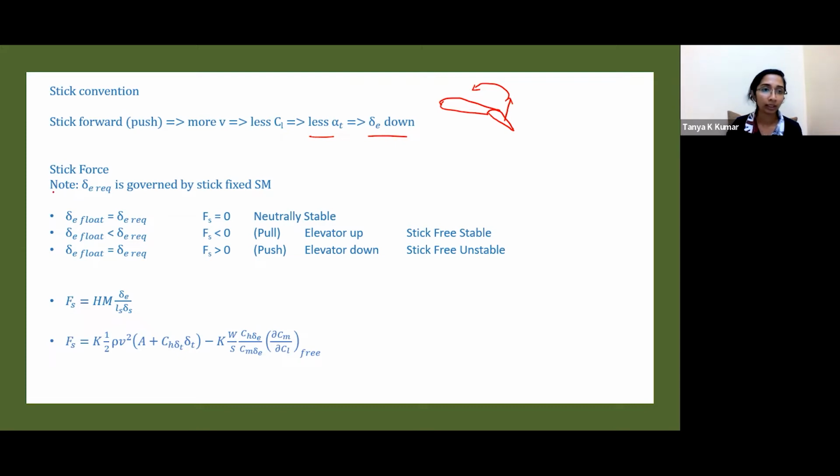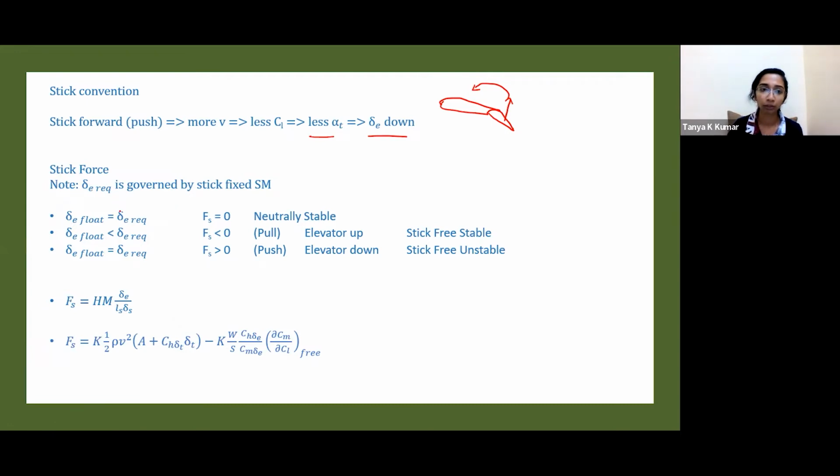Okay. Now stick force. Stick force is calculated how? Stick force is the force required to... Am I audible? It keeps telling me that my audio... Okay. So stick force is the force applied by the pilot to maintain the elevator deflection.